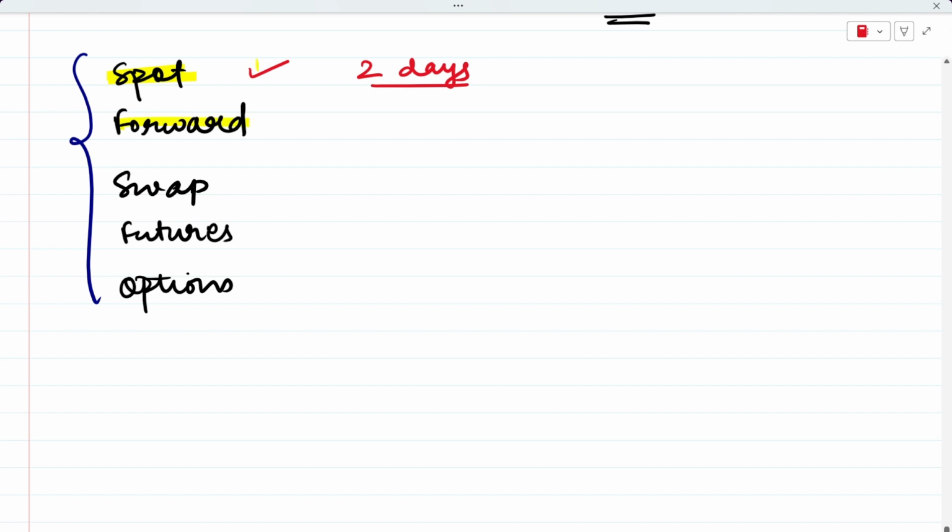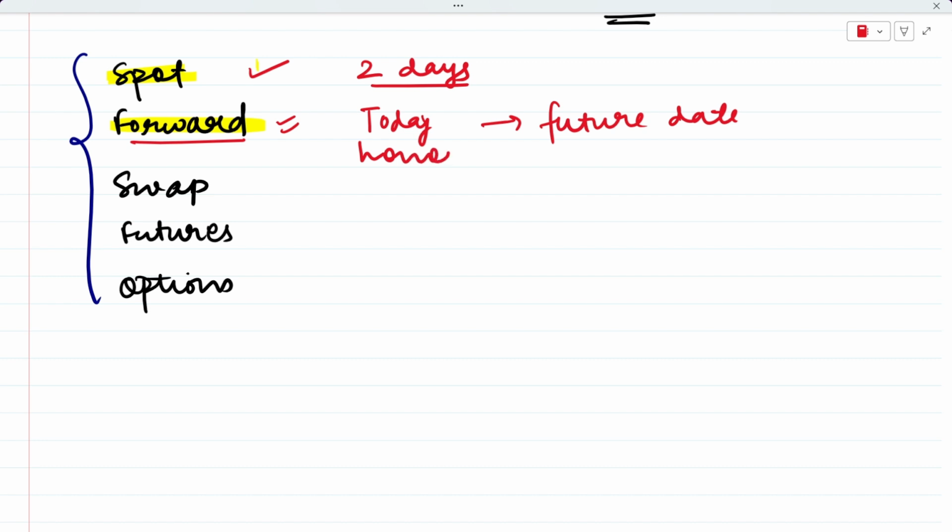The second that we talked about is forward. What is forward? We lock in a rate today itself, but we do it for a future date, because we don't want the money now. A forward is more customized. This is a private deal between the two parties, and both sides have to honor the contract. They can't back out of it.